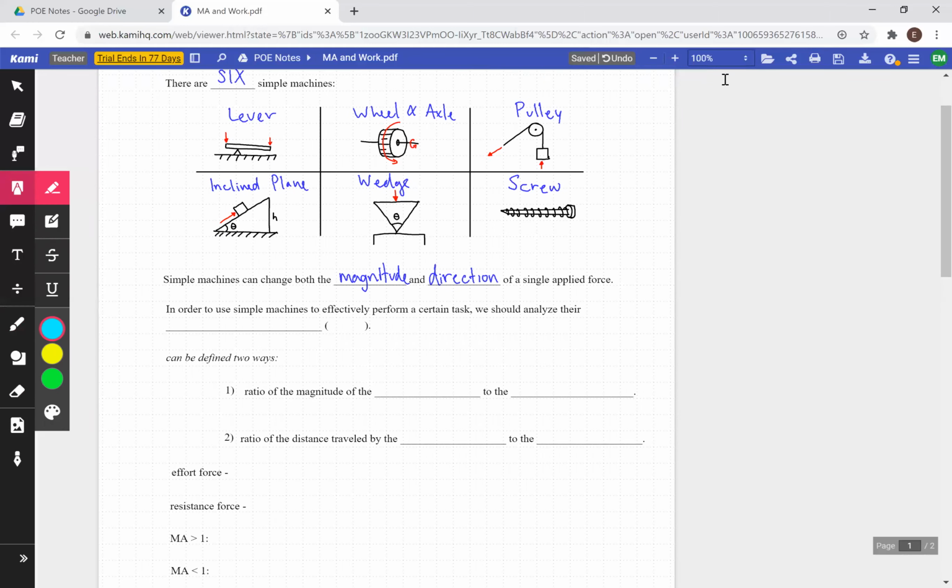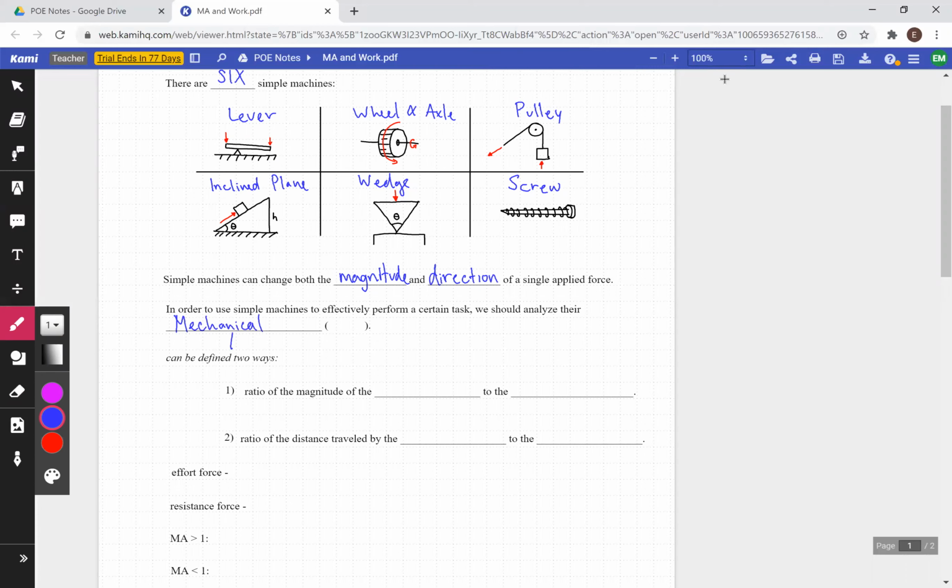And the way that we can use these simple machines to create more complex systems to effectively perform certain tasks is by analyzing their mechanical advantage. We'll simply abbreviate that as MA. Mechanical advantage can be defined 2 ways. There are 2 ways that we'll look at it. So it is the ratio of the magnitude of the resistive forces, or the resistance forces, to the effort force.